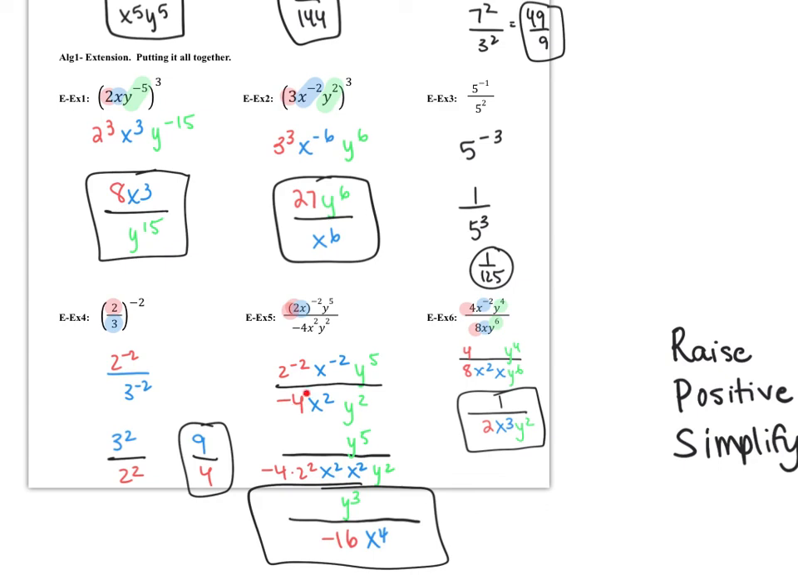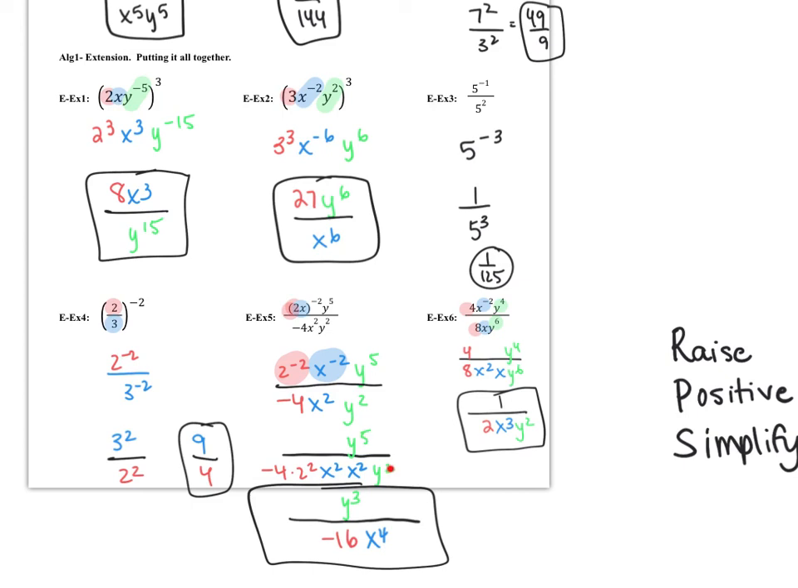This -4 doesn't move. Its exponent is actually technically +1. Even though it's a negative number, it doesn't have a negative exponent. So the only 2 items in this problem that are moving are the 2 that's on the top with a negative exponent and the x that's on the top with a negative exponent. Everything else stayed where it was. So I've got -4 times 2 squared times x squared that got bumped down times the x squared that was already down there, and then a y to the 5th in the numerator and a y to the 2nd in the denominator. Now I can simplify.